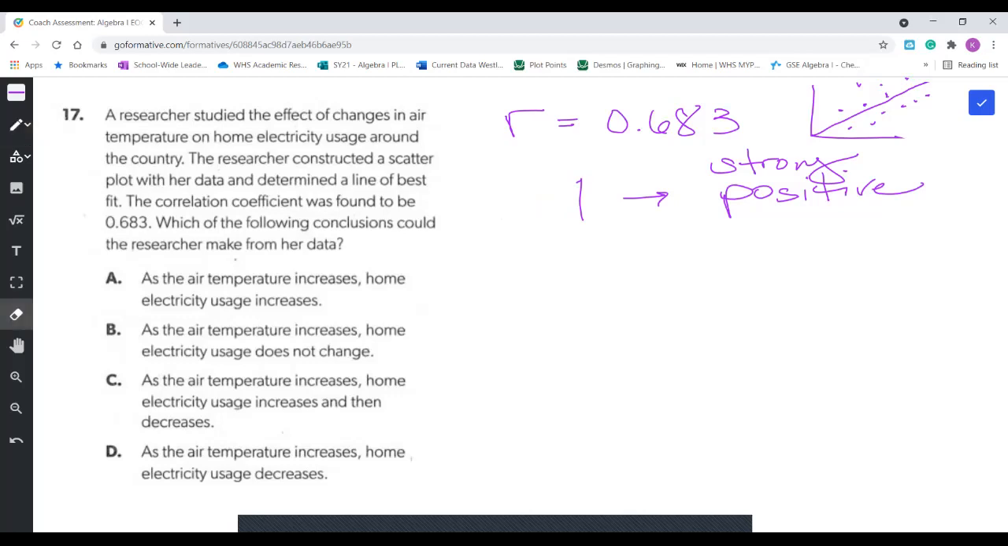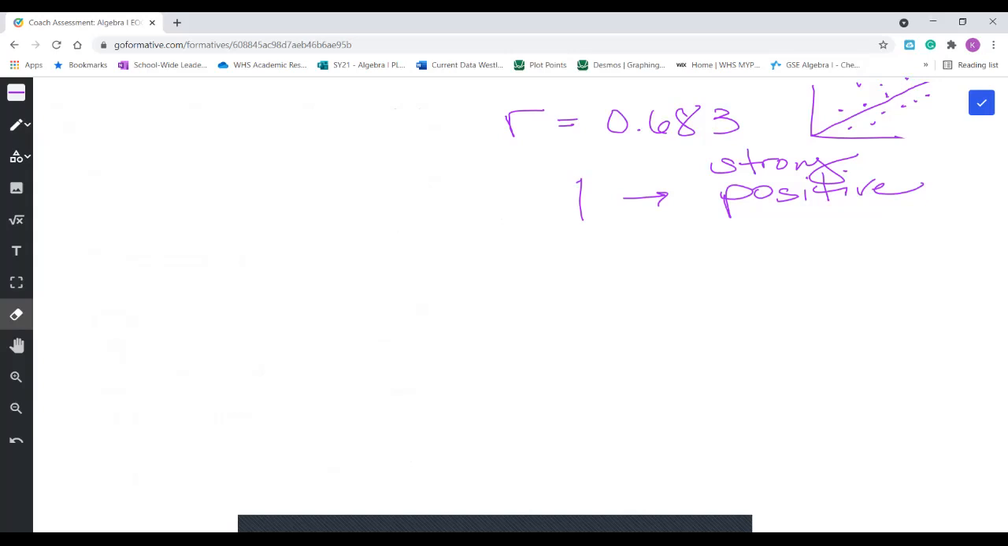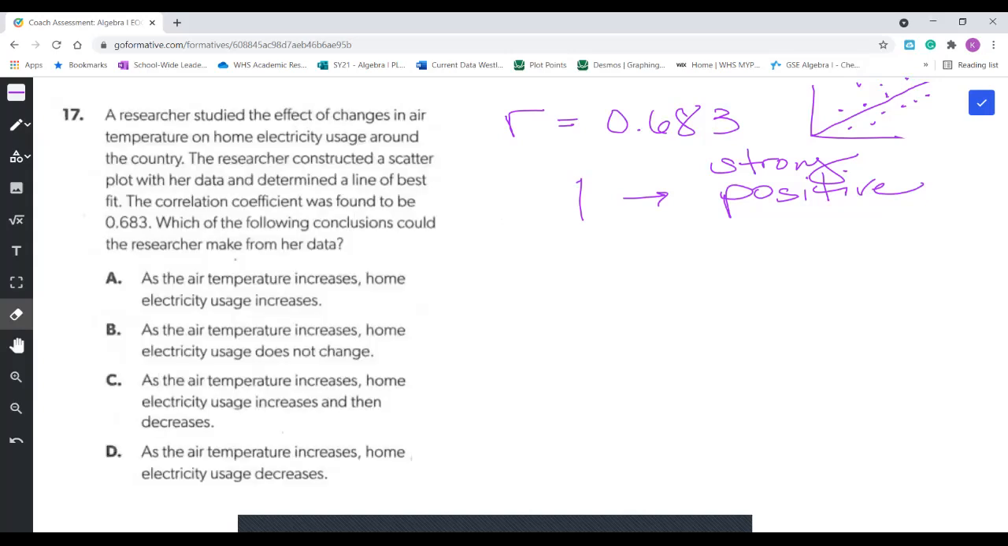I'm just gonna say this, the closer your correlation coefficient is to 1, the stronger your data is, okay? So she found that her correlation coefficient was 0.683. All right, and she was measuring, what was she measuring again? The effects of changes in the air temperature on home electricity around the country. Okay, so what does this value mean is the question on the floor. Which of the following conclusions could the researcher make from the data?